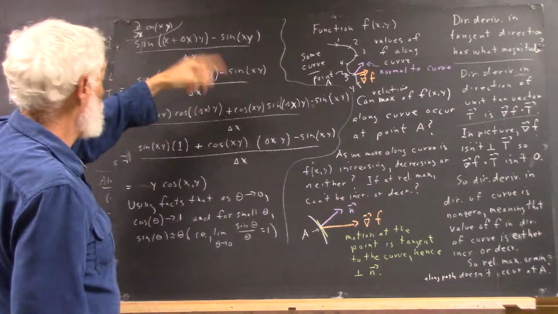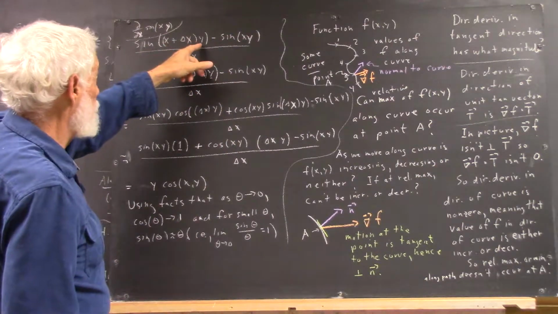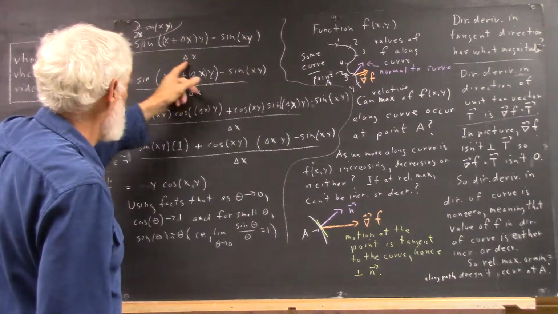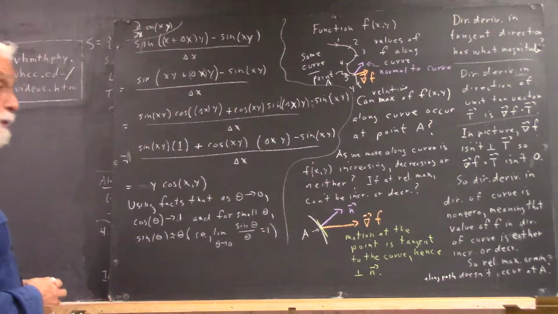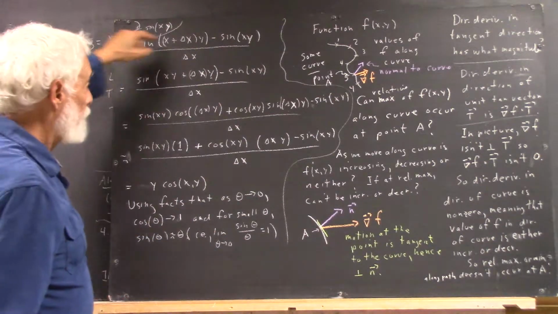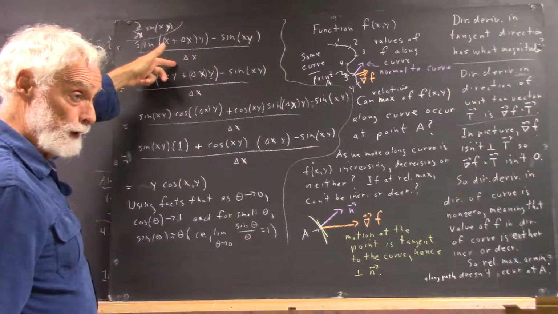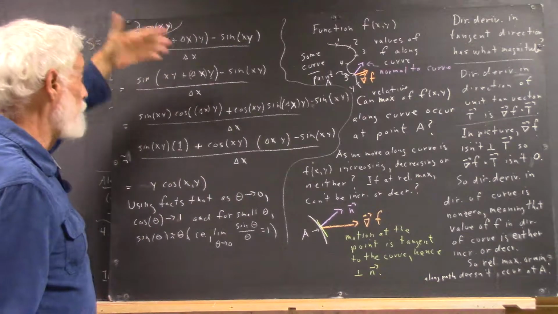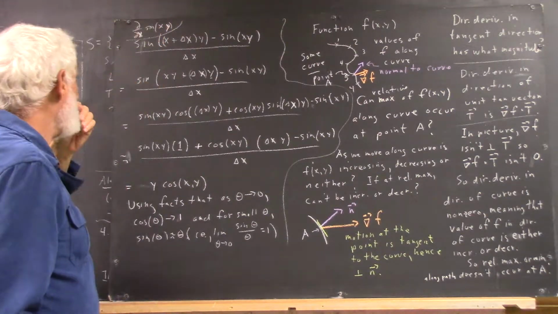You have the difference quotient. So you have the sine of (x plus delta x)y minus the sine of xy, divided by delta x. And I'm not going to explain where that comes from. That should be pretty clear. It's the change in the sine due to the change delta x divided by the change delta x. So it's the rate of change of the sine function, sine of xy, with respect to x.